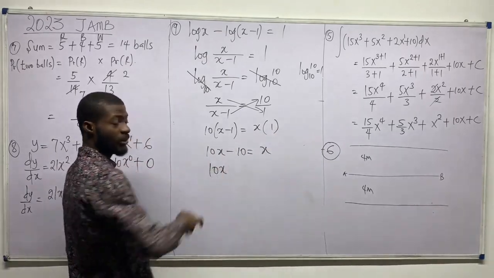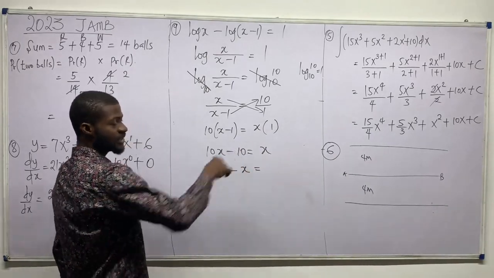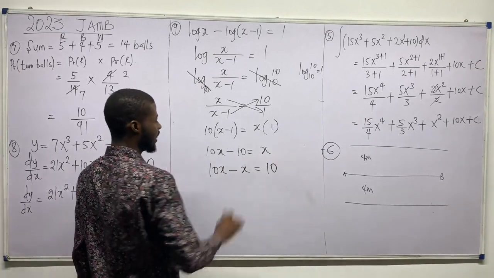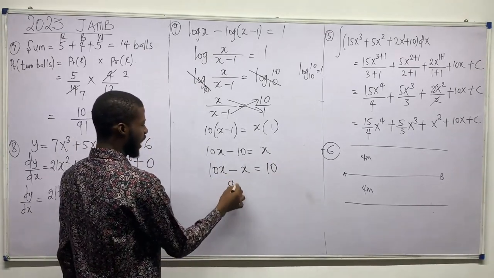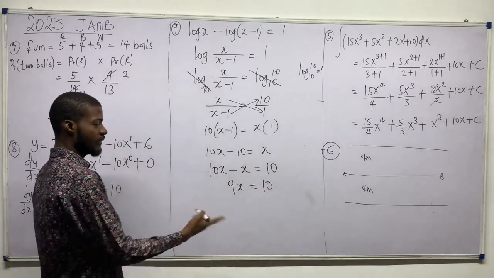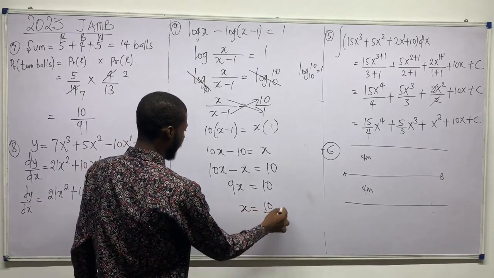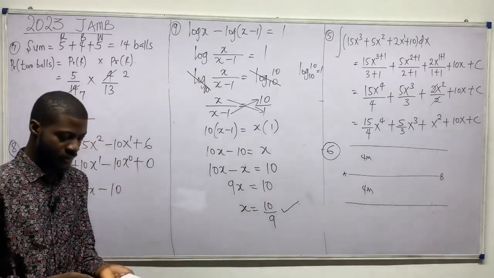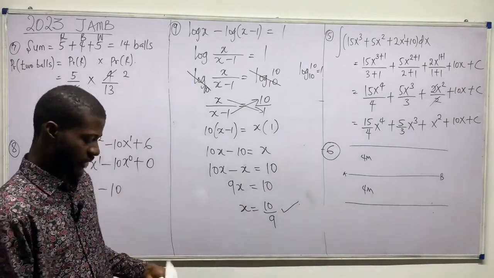Now this is 10x. Can this x come over? It becomes minus x. Equal minus 10 goes over, it becomes 10. 10x minus x will give us 9x equals 10. How do we get our x finally? Divide both sides by 9. So x is equal to 10 over 9. So this will become our result. Very easy, you know. Very, very easy.